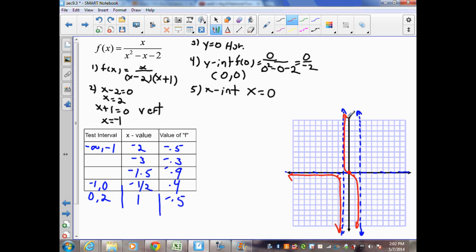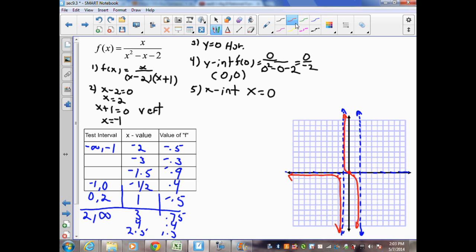Now I need to find 3 points in the other interval, and that interval will be between +2 and infinity. And I did choose 3 values. I chose 3 with an output of 0.75. I chose 4 with an output of 0.4. And I chose 2.5 with an output of 1.3. And then I can plot those values.